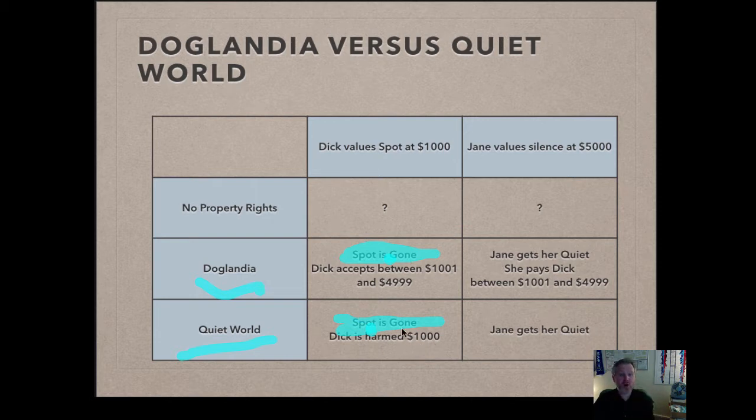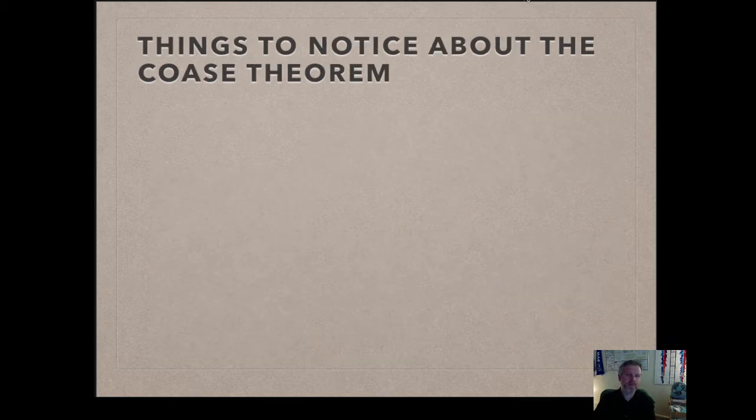All right. So that's what the Coase theorem means. In the presence of low transactions cost, low bargaining cost, the outcome is the same. It doesn't matter who you give the property right to. Okay. Now, there's a few things to notice here about the Coase theorem.